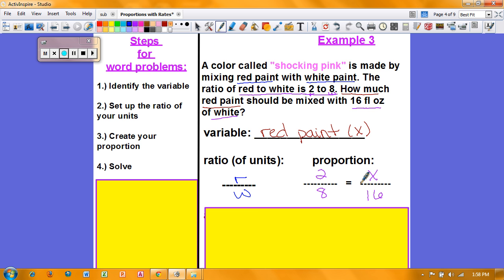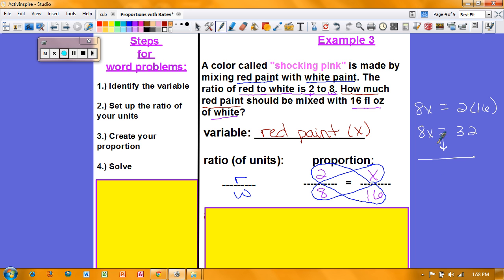Now I want to solve. So I need to cross multiply and set those products equal to each other. So that means 8x equals 2 times 16. And 2 times 16 is 32, so 8x equals 32.